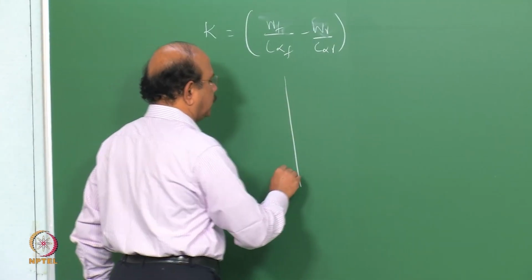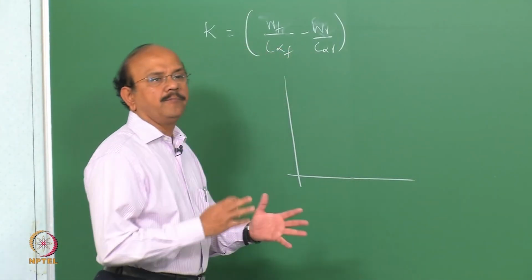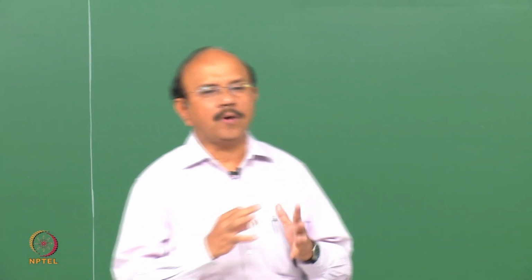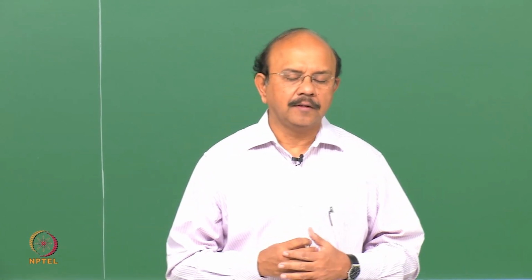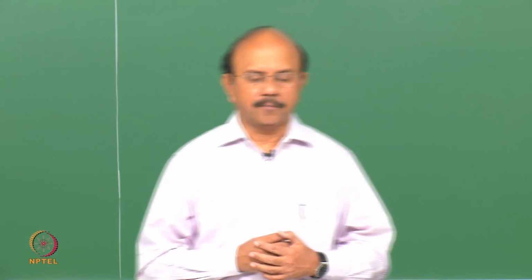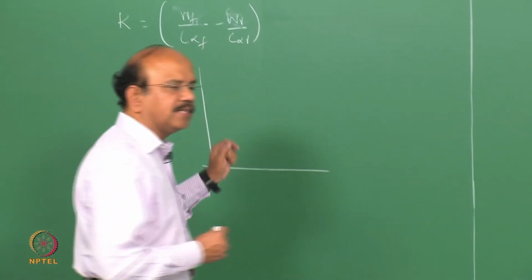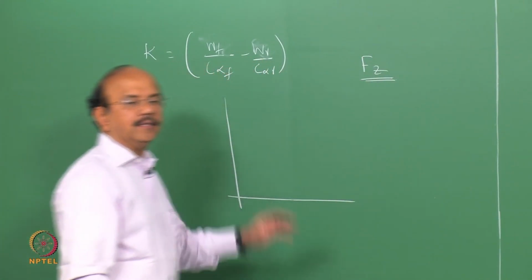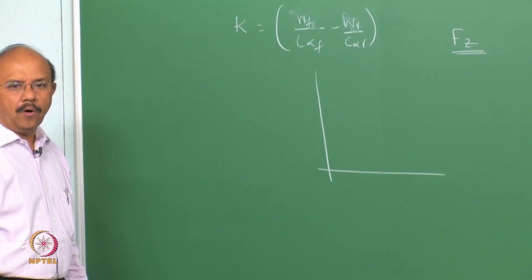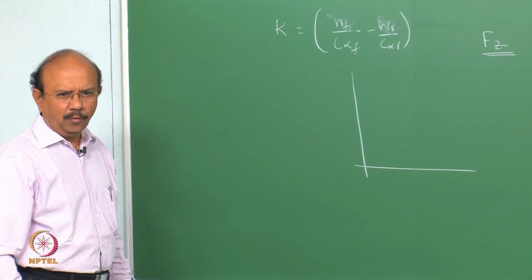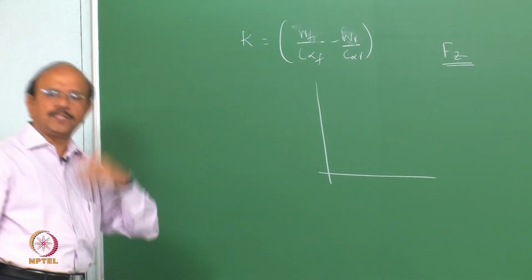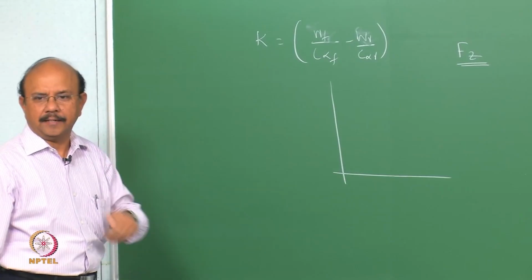Now, let us look at the actual diagram for the C alpha F. In other words, how the force is actually developed in terms of the slip angle. Note that we had already said that Fz, the normal load, is going to play a role in the development of Fy. In other words, what we call the stiffness depends upon the normal load that is acting.